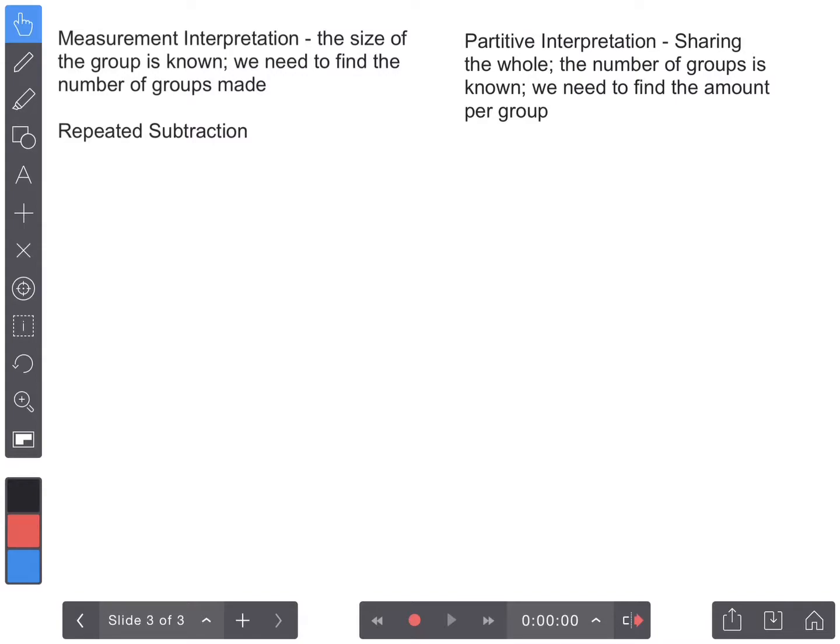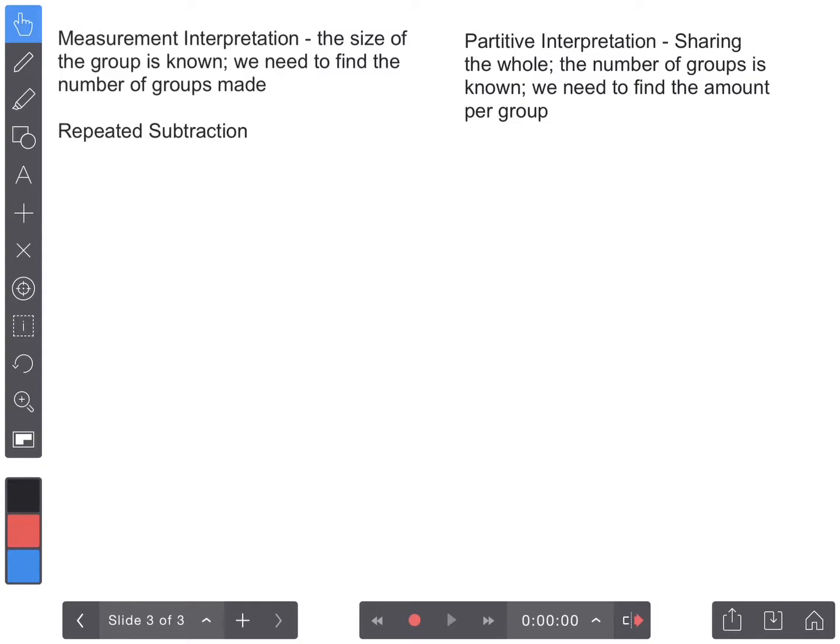The partitive interpretation is the opposite. There's an amount, and you're going to be sharing that whole. We know how many groups to make, but we need to find out how many per group. So if I have 20 cookies this time, and I'm sharing them with 5 friends, I need to figure out how many each friend gets. And I could distribute them evenly, 1 to each, and then another to each, and so on, until I see that each of my 5 friends has 4 cookies, which I guess means I have none, but that's neither here nor there.